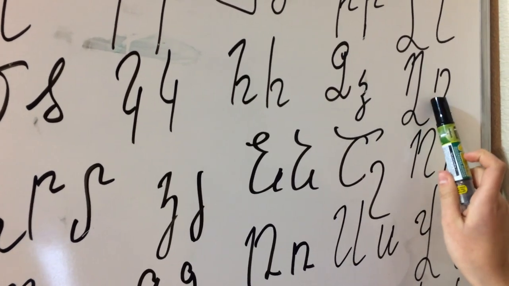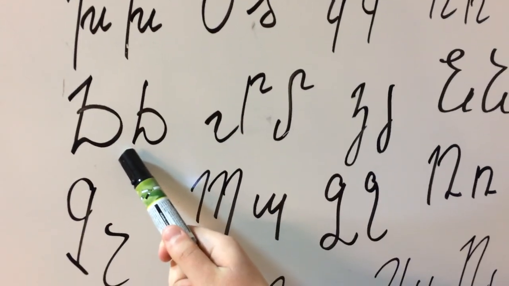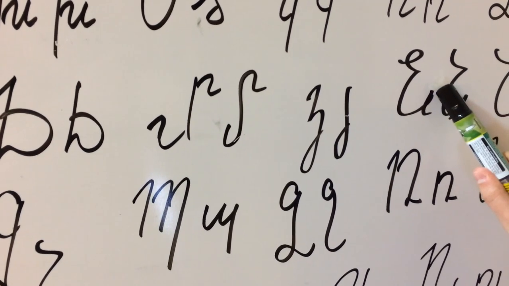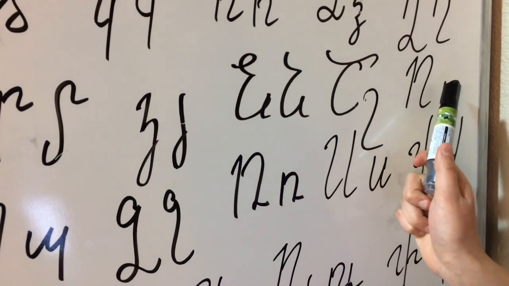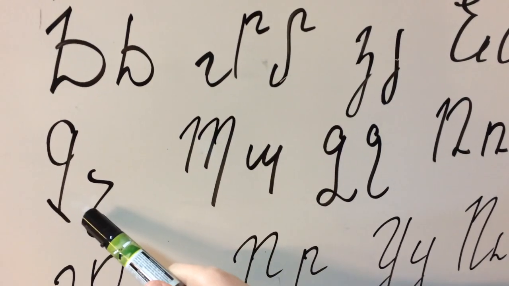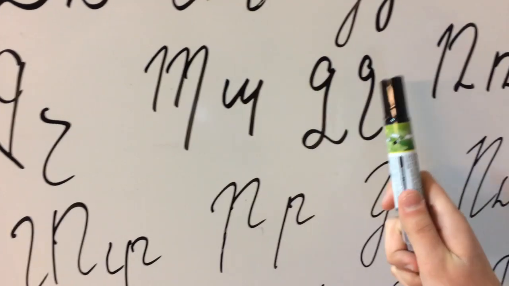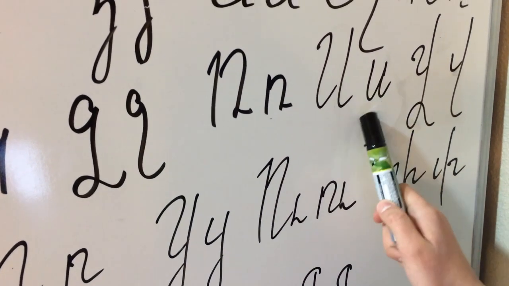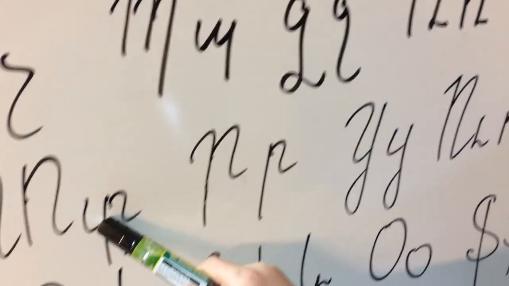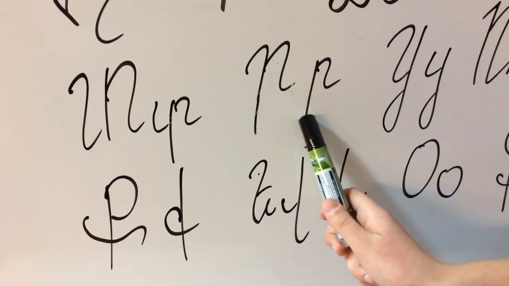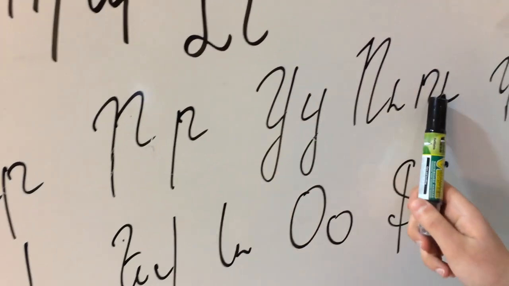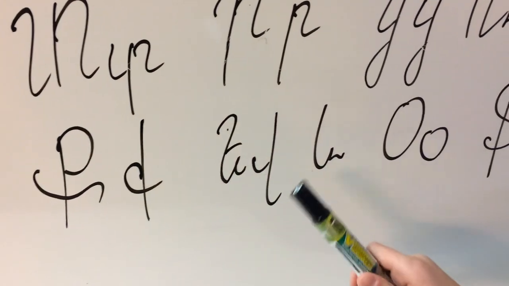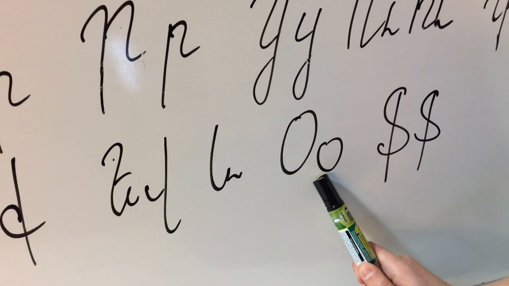D, R, R, J, J, M, M, Y, Y, N, N, Sh, Sh, V, V, Ch, Ch, B, B, J, J, R, R, S, S, V, V, D, D, R, R, C, C, U, U, P, P, K, K, Yev, Yev, O, O, F.